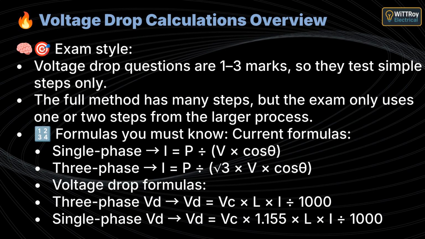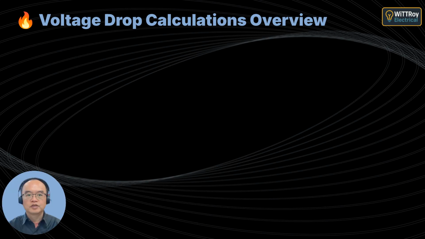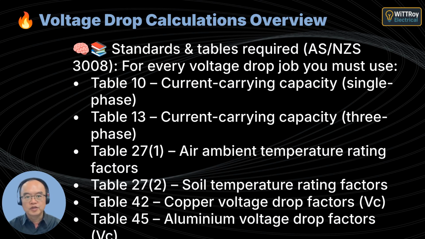There are 2 types of formulas you need to know: the current formulas for single phase and 3-phase, and the voltage drop formulas for single phase and 3-phase. You also need to be able to calculate percentages such as future load increase or the allowed voltage drop limit based on 5% or 7% of the supply voltage. All voltage drop calculations follow AS/NZS 3008.